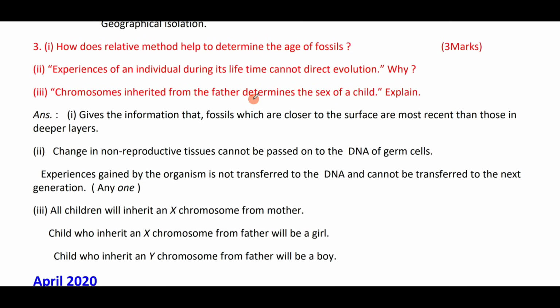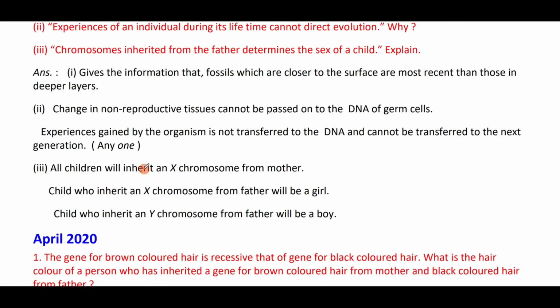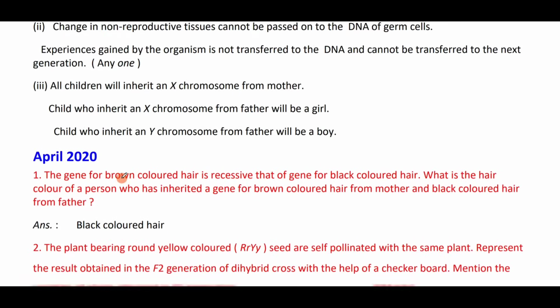Chromosomes inherited from the father determine the sex of the child, because if the baby inherits the X chromosome from the father, it will be a girl. If it is Y, it is a boy. Hence, the father decides the sex of the child.